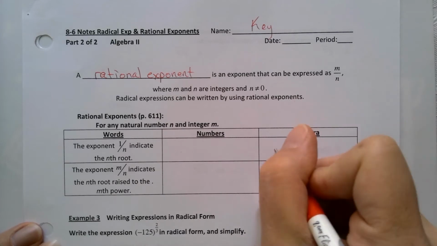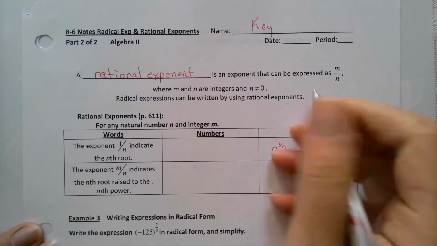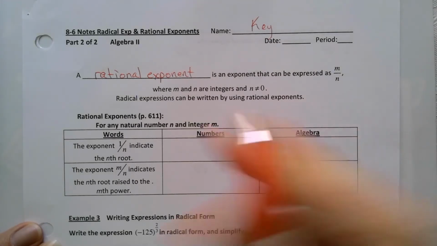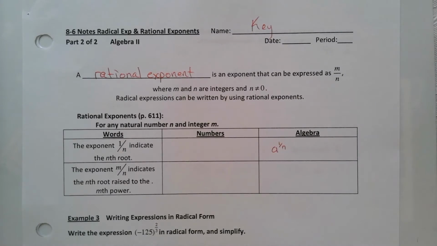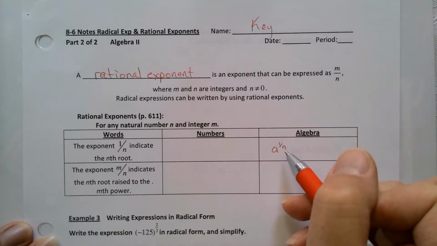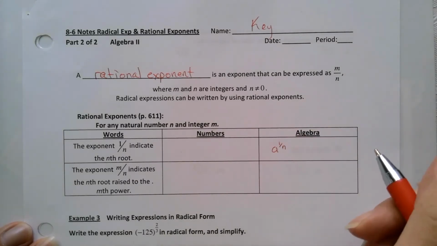So if I have a to the 1 over n, here I have my base of a, and I have a rational exponent of 1 over n. Remember, rational numbers can be written as repeating or terminating decimals, or written as a fraction. Any fraction would make a repeating or terminating decimal. So that is why they're rational exponents.